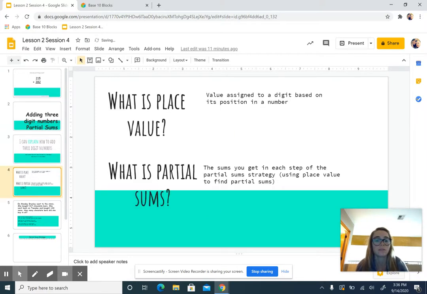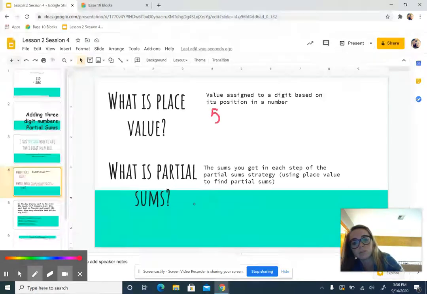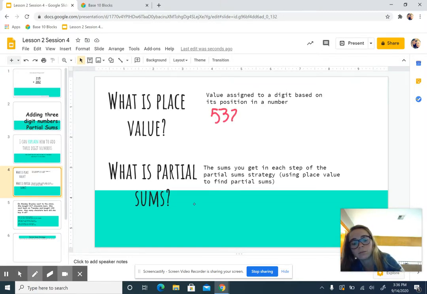I want you to think about this. What is place value? Place value is the value assigned to a digit based on its position in a number. So let's look at the number 532. Let's look at the 5. What's the place value of the 5? That's right, 500.